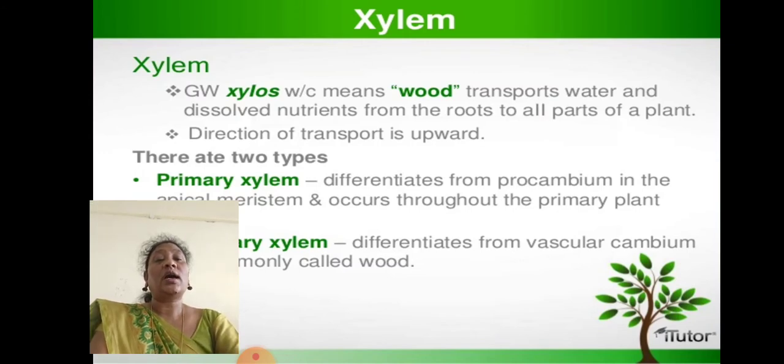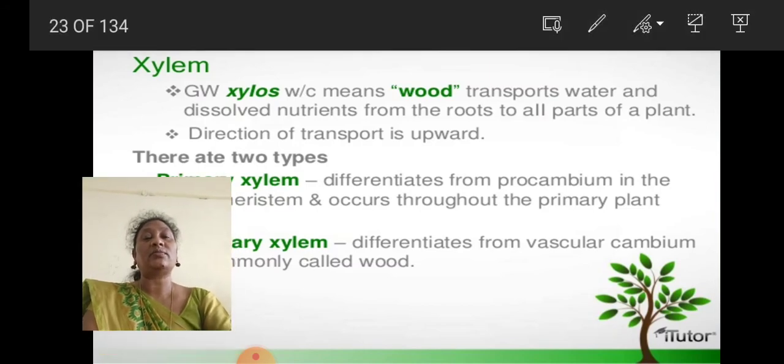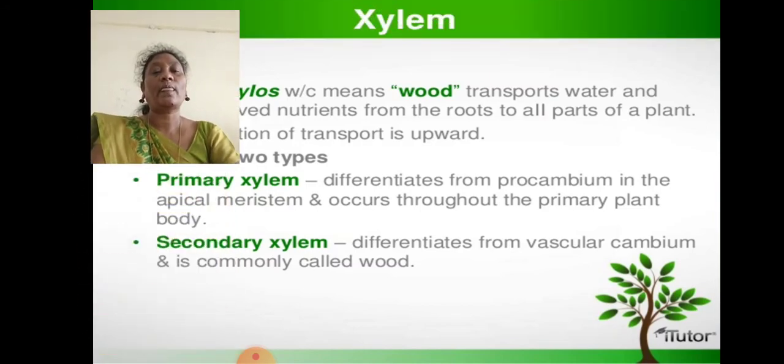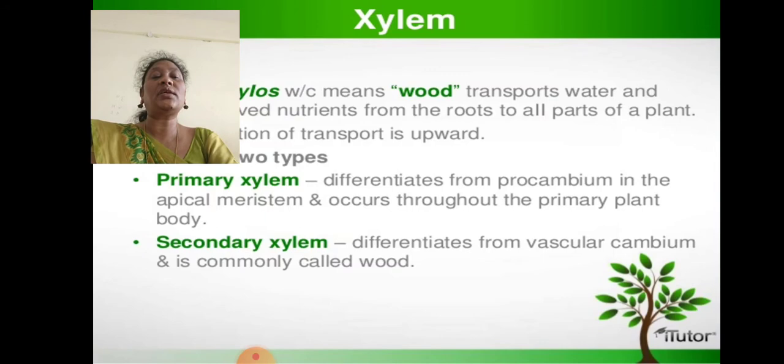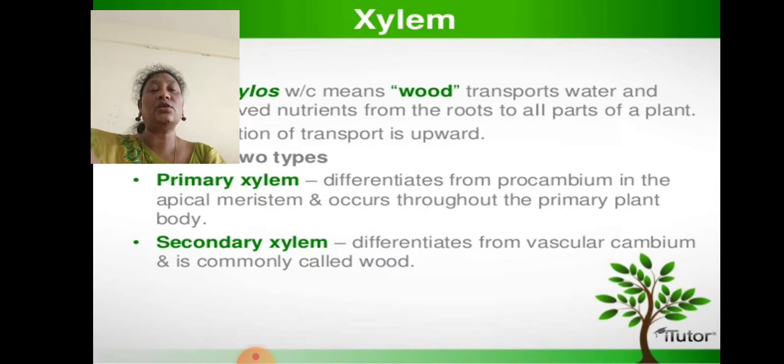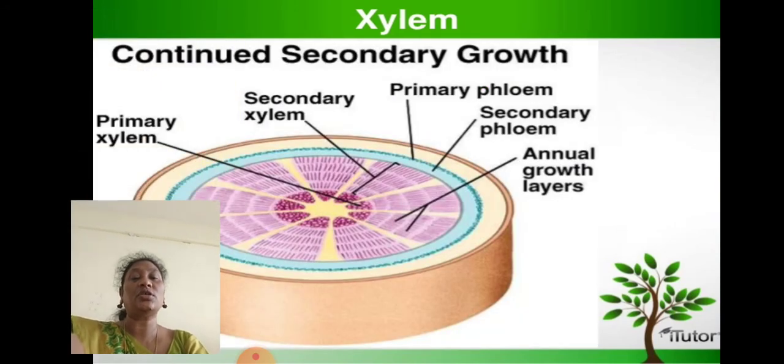So there are two types, that are primary xylem and secondary xylem. Coming to the primary xylem, they differentiate from the procambium in the apical meristem and occur throughout the primary plant body. And secondary xylem differentiates from the vascular cambium and is commonly called woody xylem. It is a woody xylem. You can see in the picture the xylem, continued secondary growth, primary xylem.